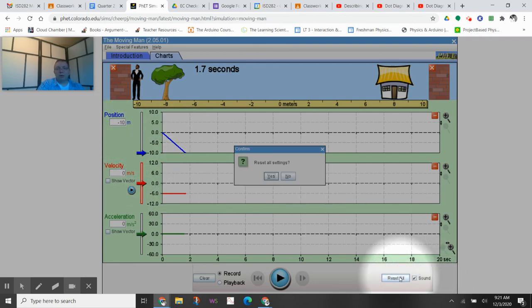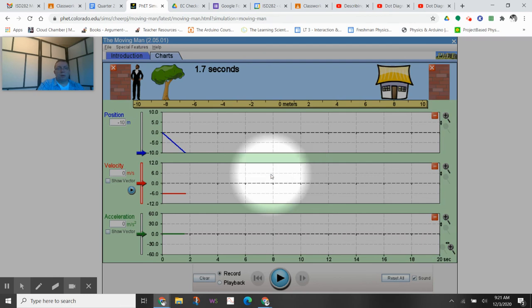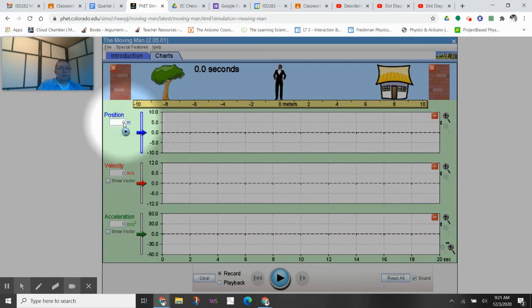If we start at a positive position, we can start at 8, and we can still have this negative velocity. We can still have a velocity of -6. So the sign for our velocity only tells us the direction we're going. It doesn't tell us where we are.